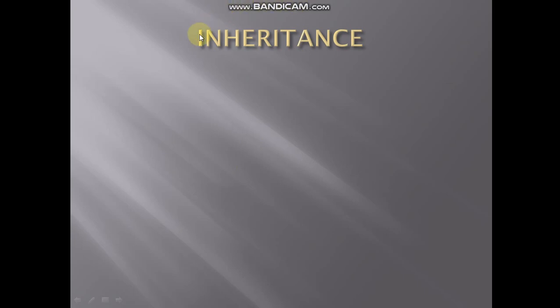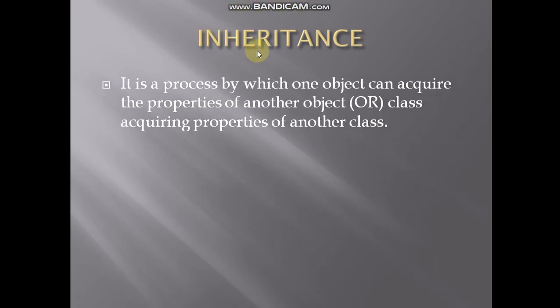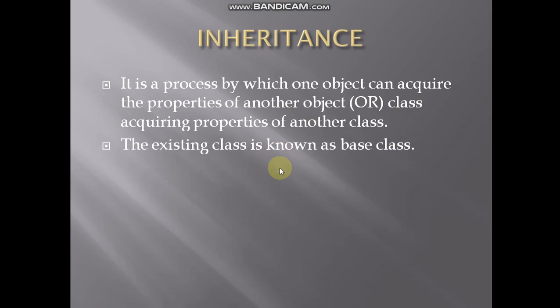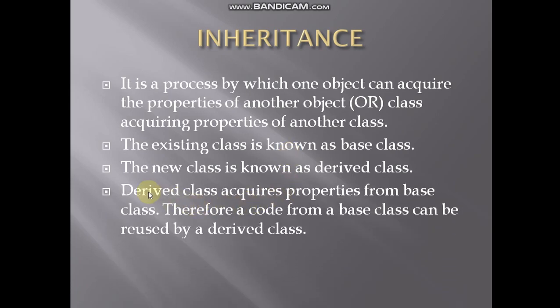The next concept will be inheritance. Let us have the definition of inheritance. It is a process by which one object can acquire the properties of another object, or another definition of inheritance is a class acquiring the properties of another class. I repeat, a class acquiring the properties of another class. So this existing class is known as the base class, and the new class is known as the derived class. Here, the derived class acquires the properties from the base class. Therefore, code from a base class can be reused by the derived class.